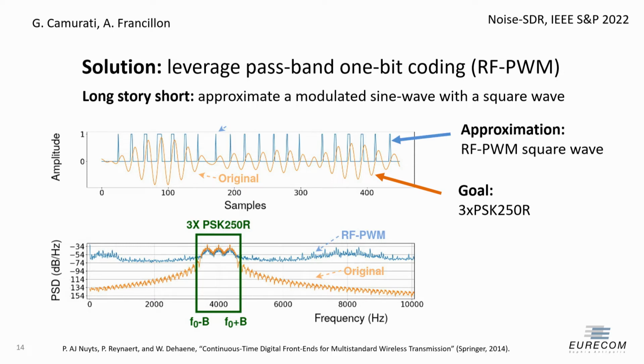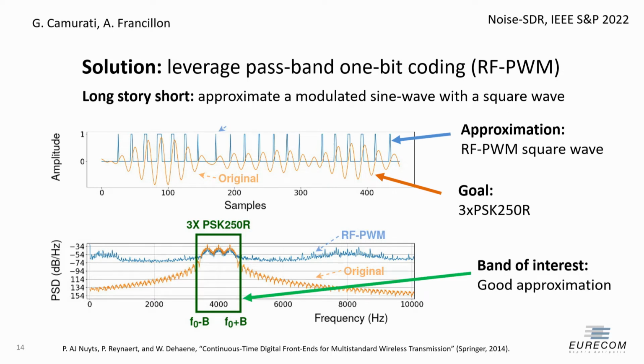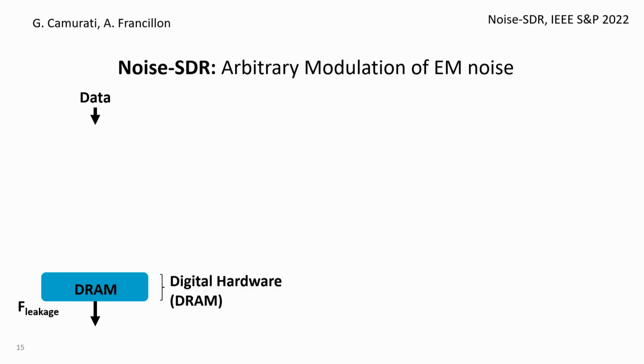If we look at these two signals in the frequency domain and focus on the carrier frequency around the band of interest occupied by this protocol, we see that the two signals are basically the same. The blue one is a very good approximation. All the errors, all the noise is spread out of band, where the receiver will not look for any signal. So based on this idea, we implemented Noise-SDR to achieve arbitrary modulation of electromagnetic leakage.